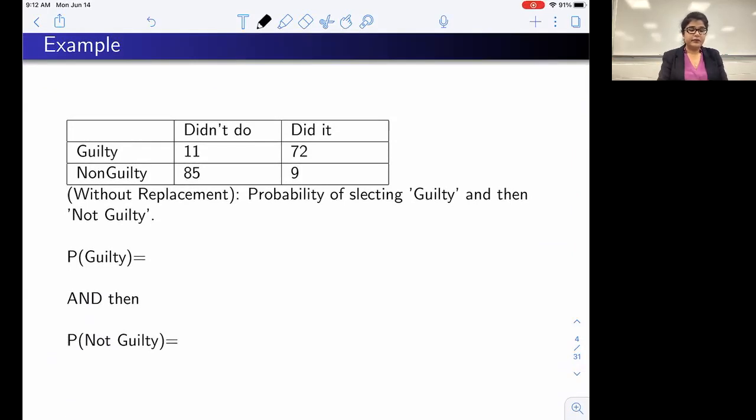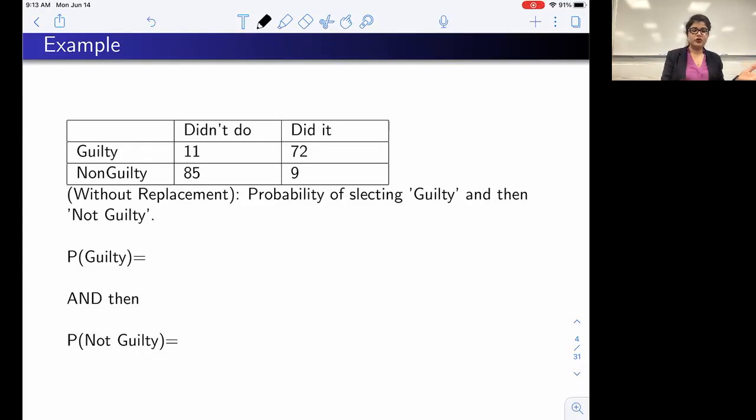So if I am looking for the probability of selecting, but this is one experiment, I am going to look for the probability of selecting guilty, and then the probability of finding something else, non-guilty. So in a single experiment, I'm looking for two options, the probability of two options, one after another.